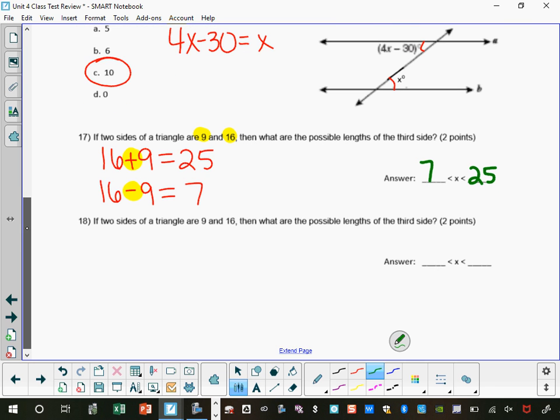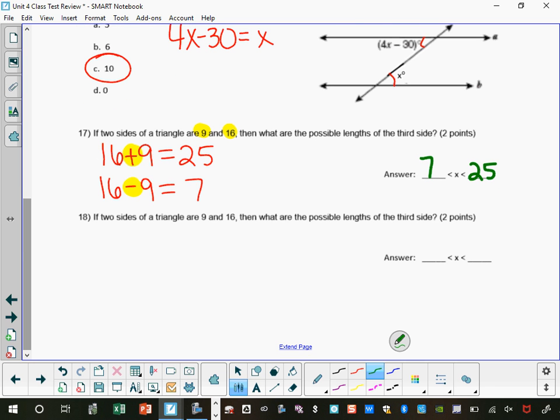I want you guys to do number 18. I accidentally forgot to change the numbers, so I'm going to change them now. Do it the same way. If two sides of a triangle are 10 and 7, so mark those out, write 10 and 7, what are the possible lengths of the third side?